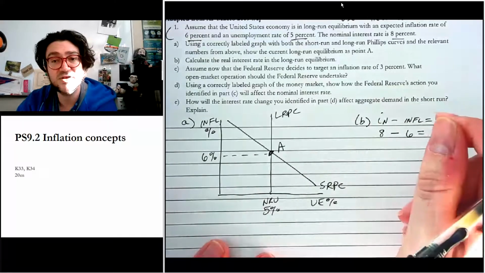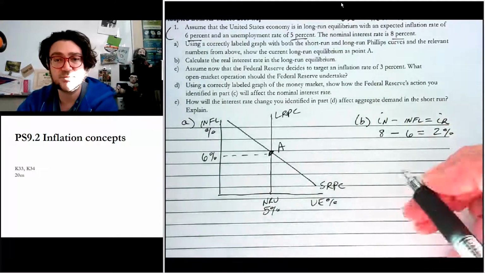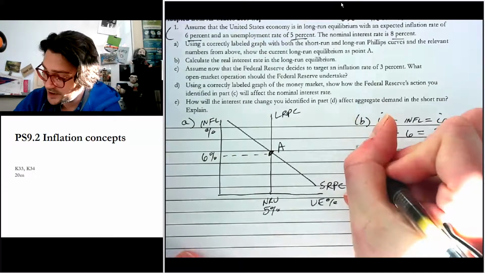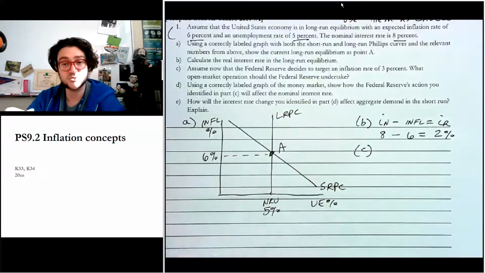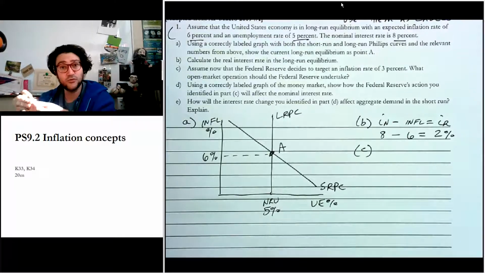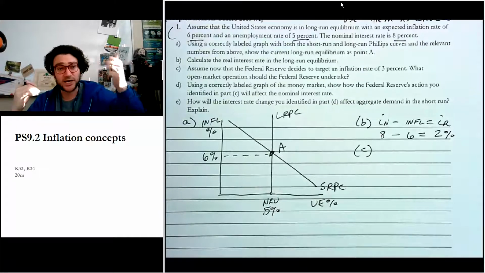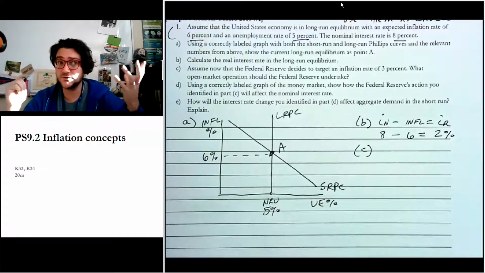C says, assume the Fed decides to target an inflation rate of 3%. What open market operation should the Fed do? We're not asked to graph anything else. We're just asking how could we bring inflation down? And this is something that we learned in Unit 8, all of those little tools of the Fed. Open market operations, we know that's buying or selling bonds. So you get one of those two.